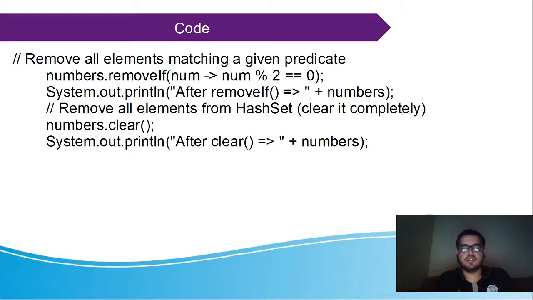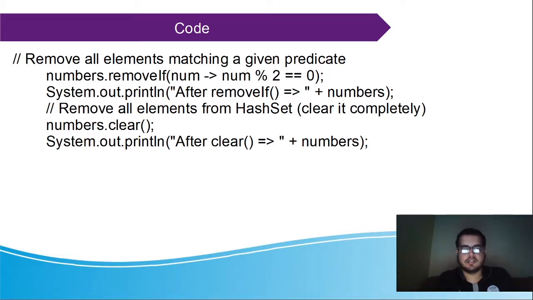Now, if I want to remove all the numbers which are divisible by 2, I am using the removeIf condition. In removeIf I have passed the parameter number: if number mod 2 equals 0, then I have to remove it. It will automatically remove them from my hash set, and I print it to test the functionality.